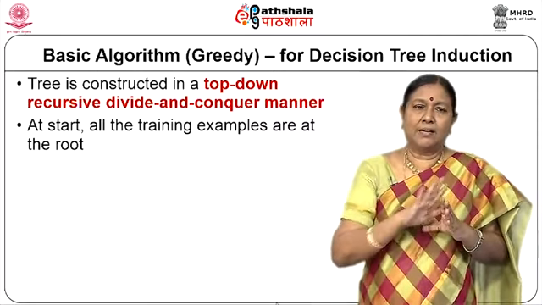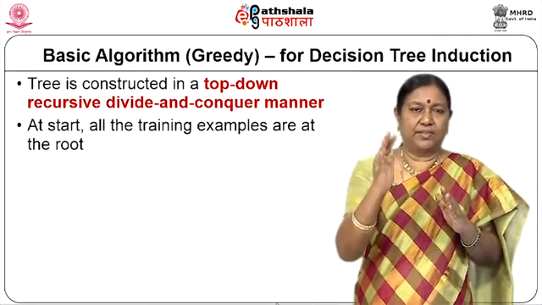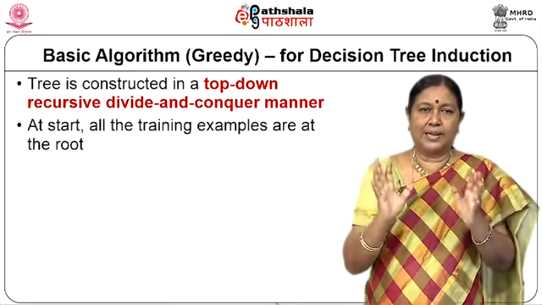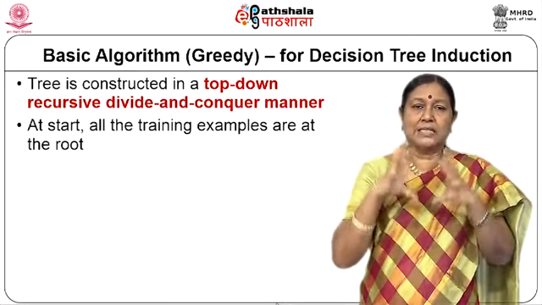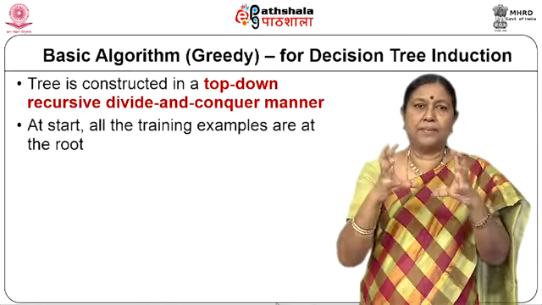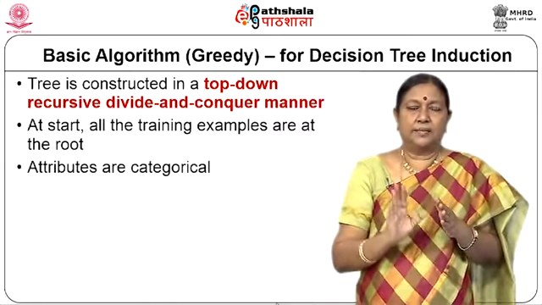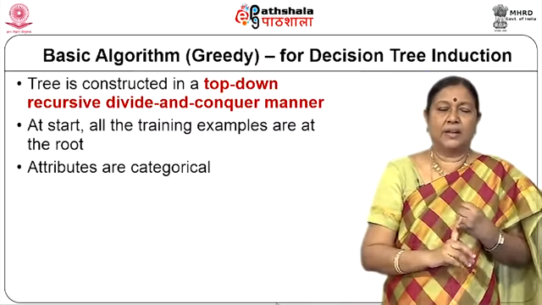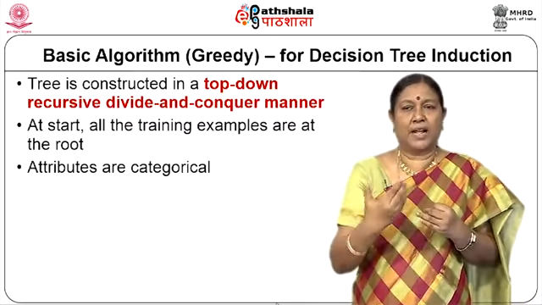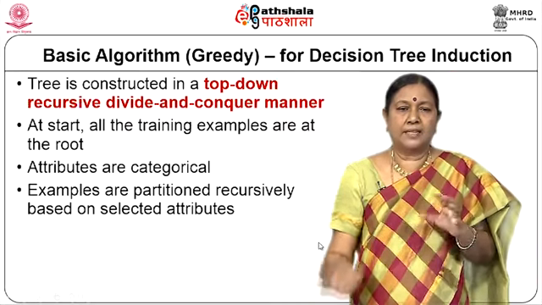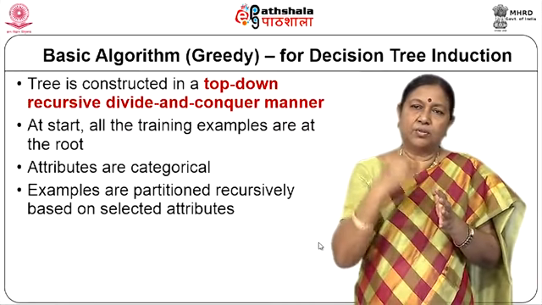At the start, all the training samples are at the root of the tree. So, if you have, as I told you, 20, 30, whatever it is, it starts with the complete sample space as a single partition, in other words. Then the attributes are categorical: it could be true or false, or it could have 3 or 4 values, and the examples are partitioned recursively based on those selected attributes.